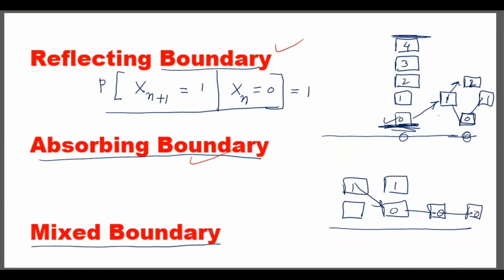Mixed boundary means I don't know. Maybe in the evening I will play. I don't know whether my big brother will come or not. So I will make one probability. With some probability it will be reflecting. With some probability it will be absorbing.